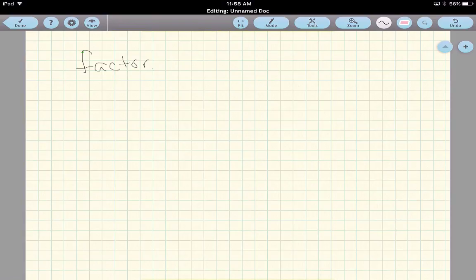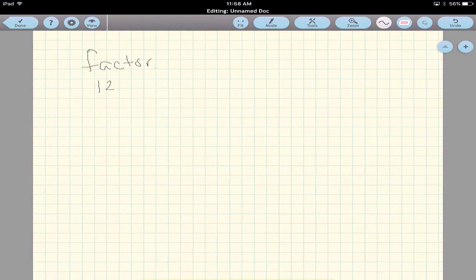Welcome back. Let's next consider why a dozen is 12 and not 10. Let's take a look at the number 12. What are some factors of 12? Well, we have 1 and 12, 2 and 6, 3 and 4. Therefore, there are 6 factors of the number 12.